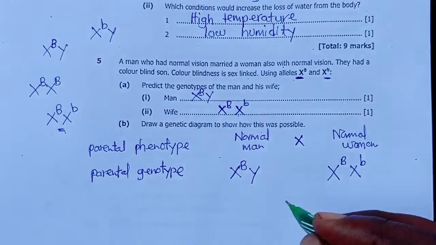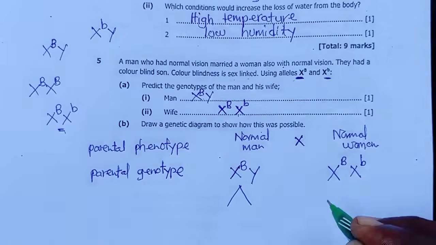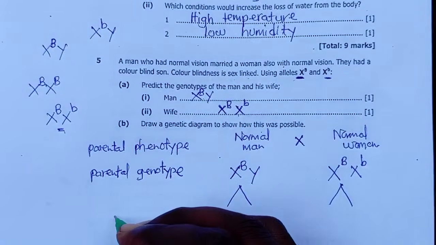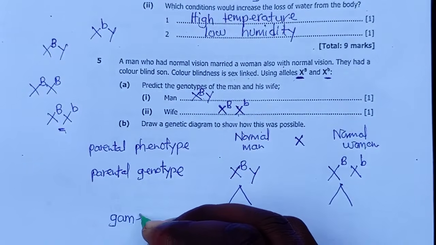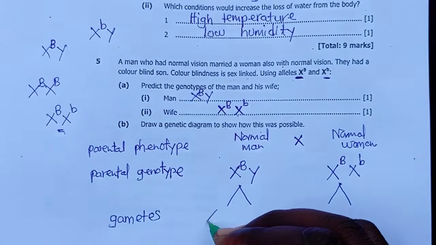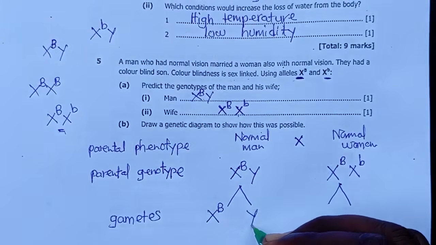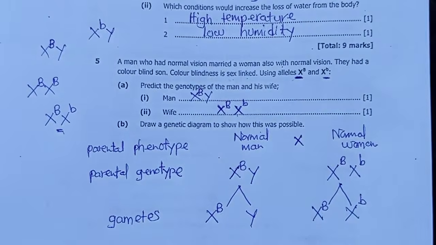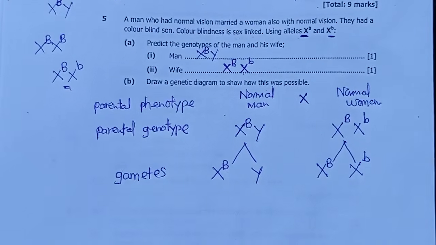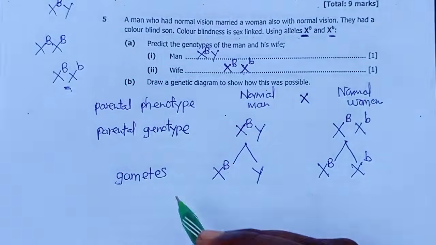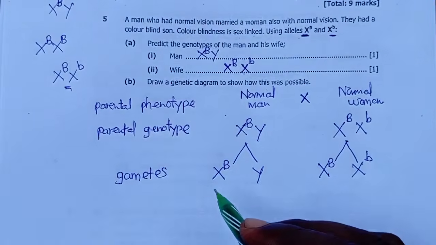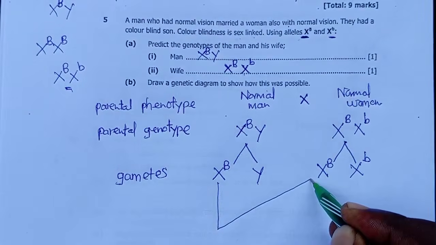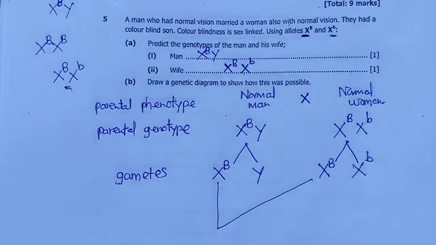Now, the next step is where we split these to form gametes. We split them so that we get to form gametes. So this is X capital B, and Y there, and X capital B, X small b. So we are crossing these. Fertilization now gets to occur, where you bring it down here like this, then it goes there. Some people don't know how to draw genetic diagrams.